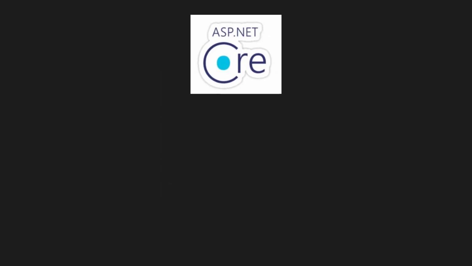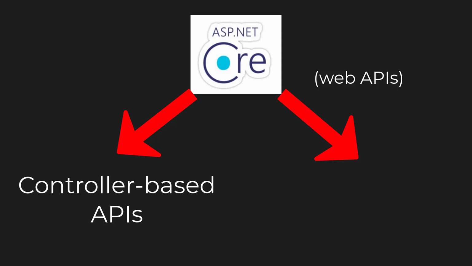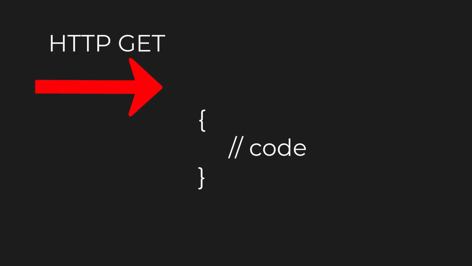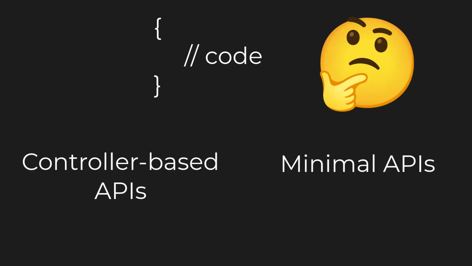ASP.NET Core supports two approaches for building web APIs. The first one is called controller-based APIs, and the other one is called minimal APIs. Let's say we want to write some code that handles an HTTP GET request, and based on a given product ID in the request, it returns a product object back. We'll first see how to do this using both approaches, and then understand when we should use which approach.